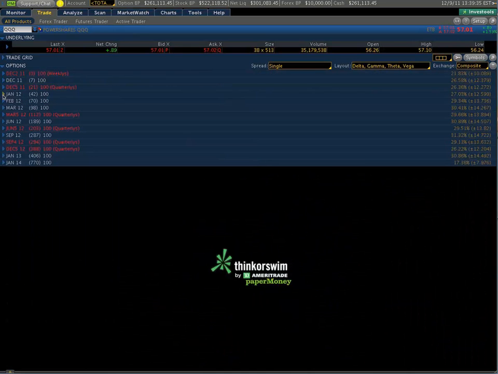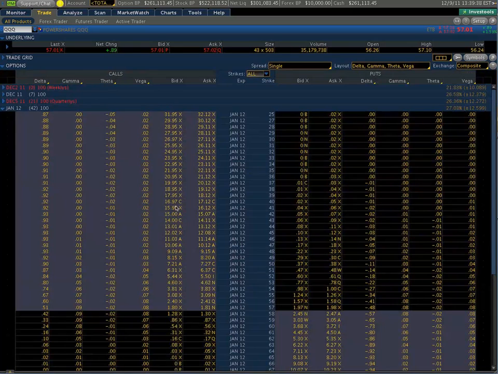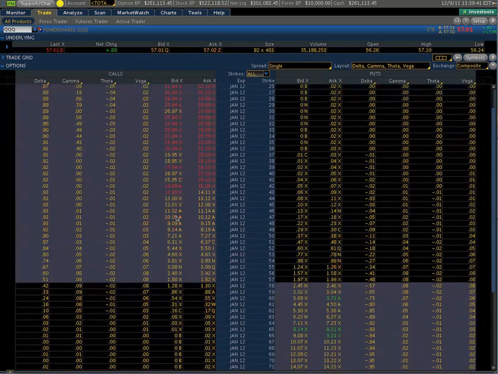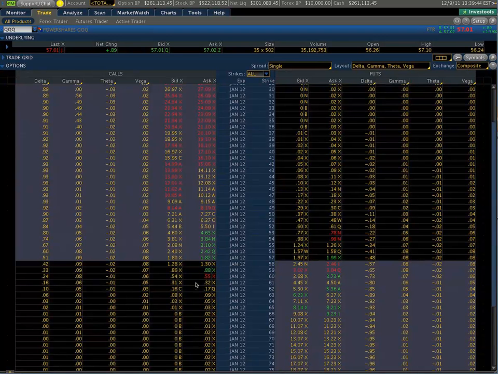Now let's take a look at a different month. Let's go to January for 2012, and you can see that the values of the out-of-the-money call options are quite a bit different. In fact, they're more. You could go up to the 60 strike price, which was valued at only 1 or 2 cents on the December options, and these are priced at 55 cents. That 55 cents represents, if you want, a hopeful anticipation that the Qs will rise to the 60 price level by January 12th.